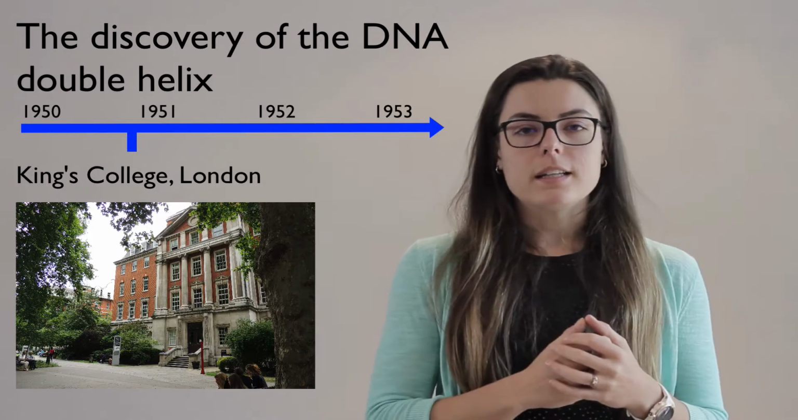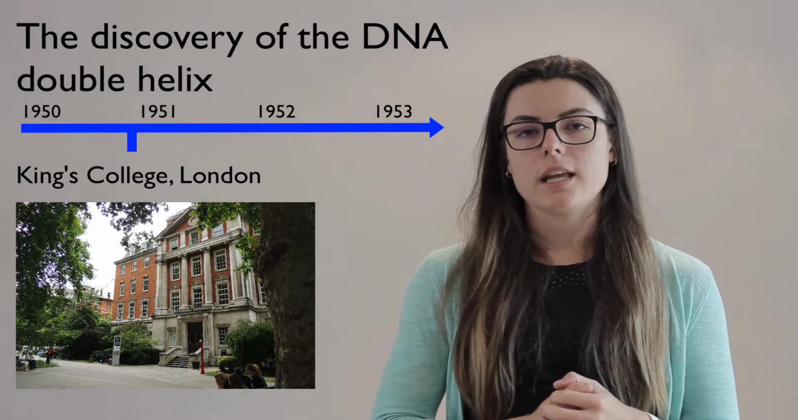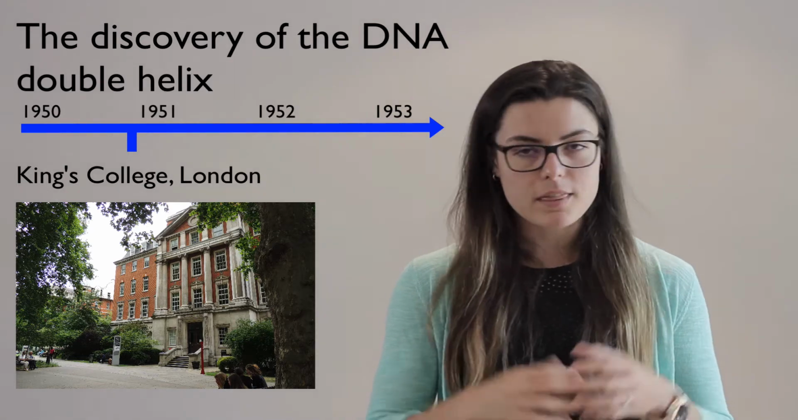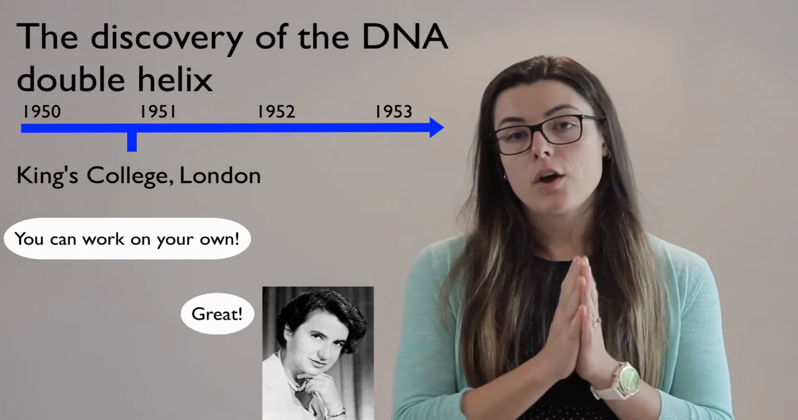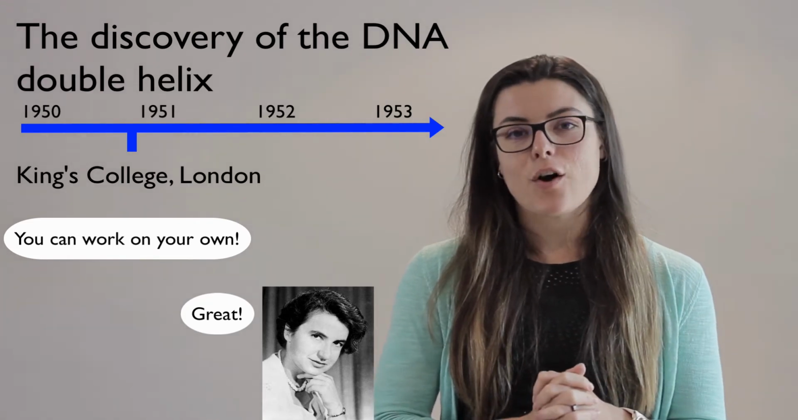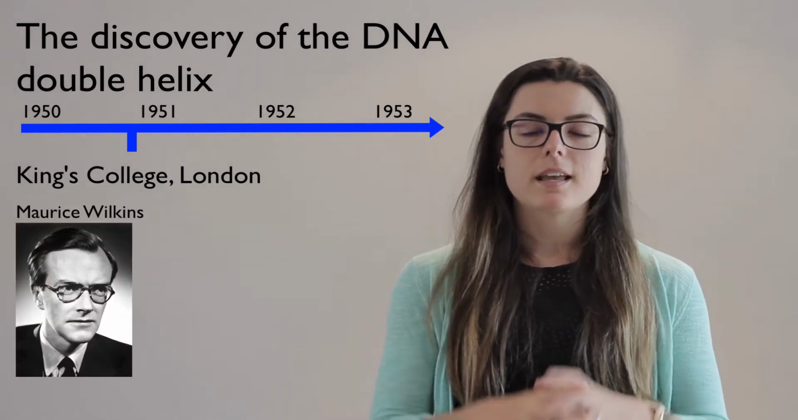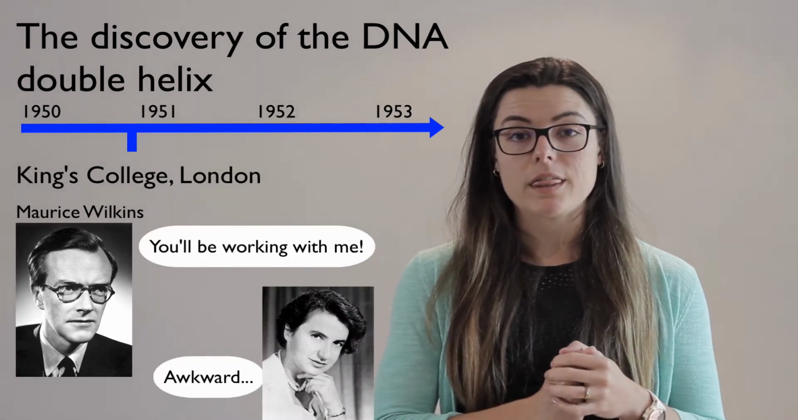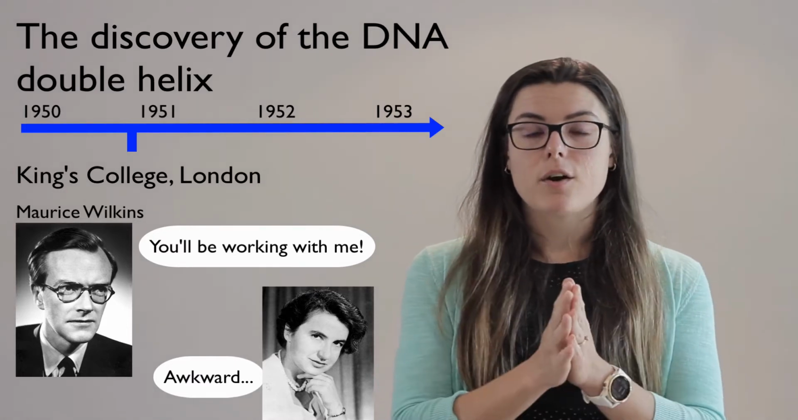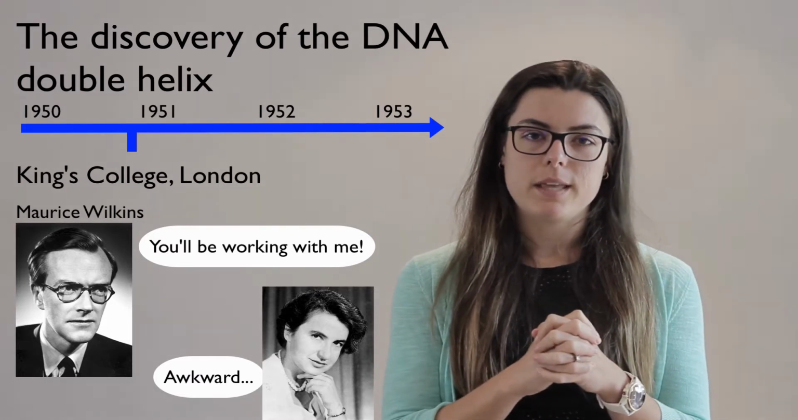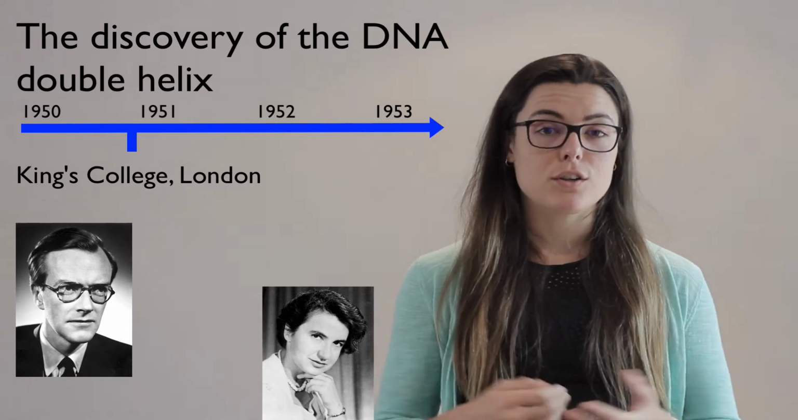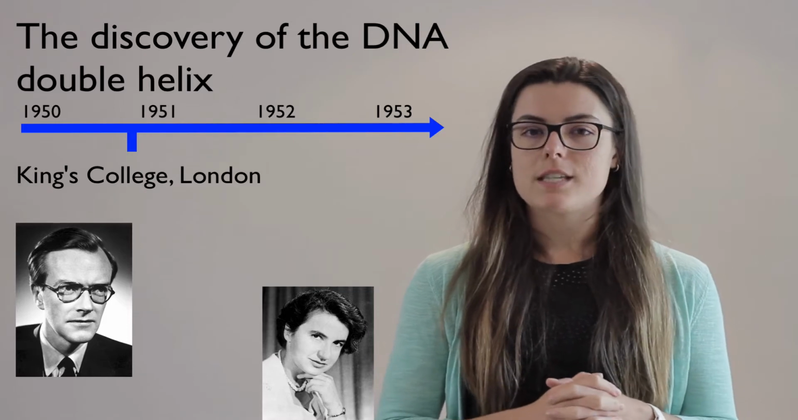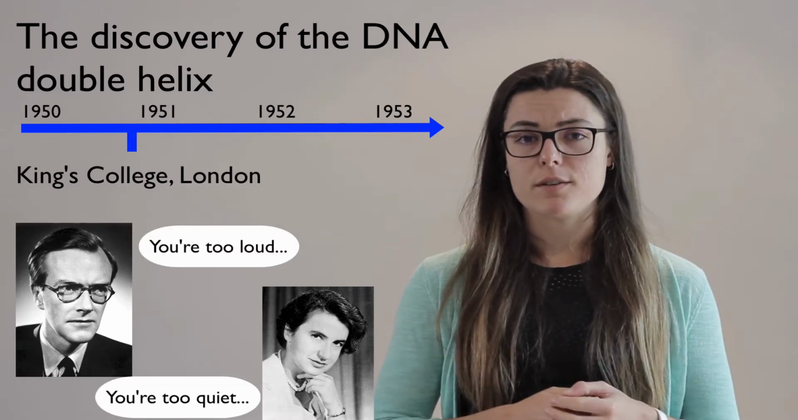Now, Franklin joined King's College in late 1950, and she was told by the lab director at the time that she would be working independently. Her colleague at King's College was Maurice Wilkins, and he was under the impression that Franklin would be working with him. So right from the get-go, there was a little bit of tension between the two. So before Franklin even got to King's College, there was some slight tension between them, but when she arrived there was even more.